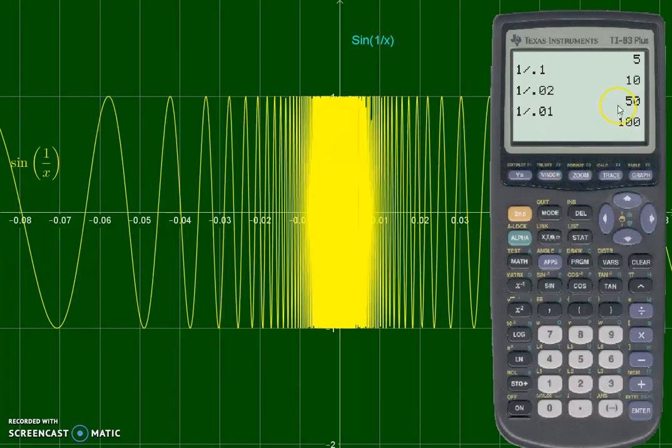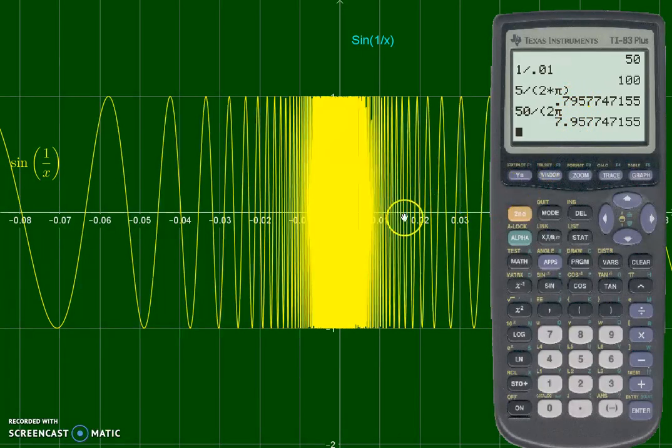So now going back to our calculator, if we take 5 units divided by 2 pi, we get 0.79, and if we take 50 divided by 2 pi, we get 7.9. So we've increased the number of cycles by a factor of 10. Here we went through one cycle, or less than one cycle. Here we went through almost 8 cycles.